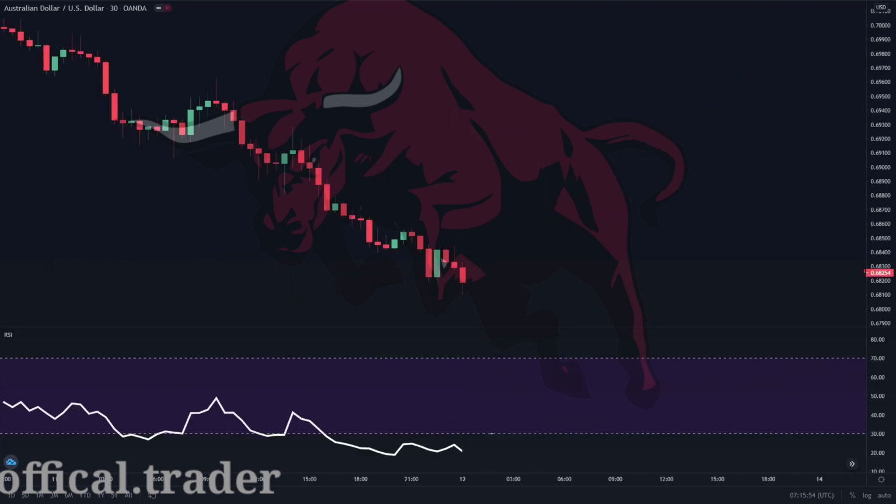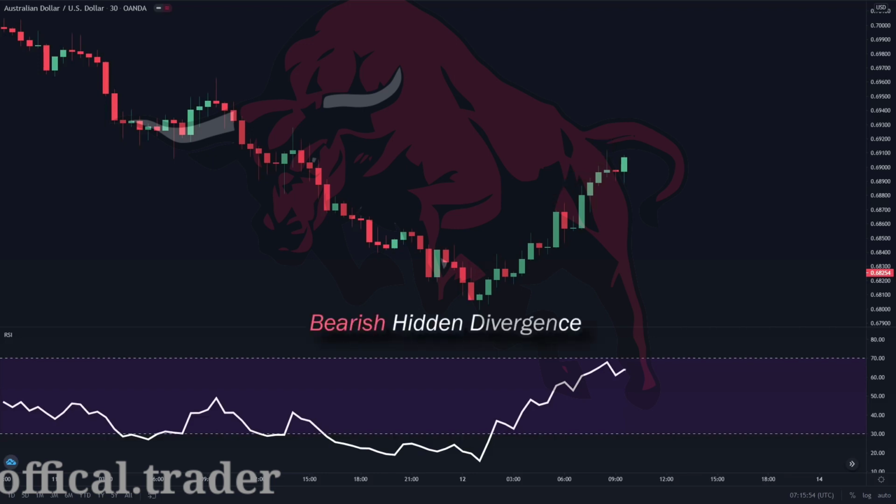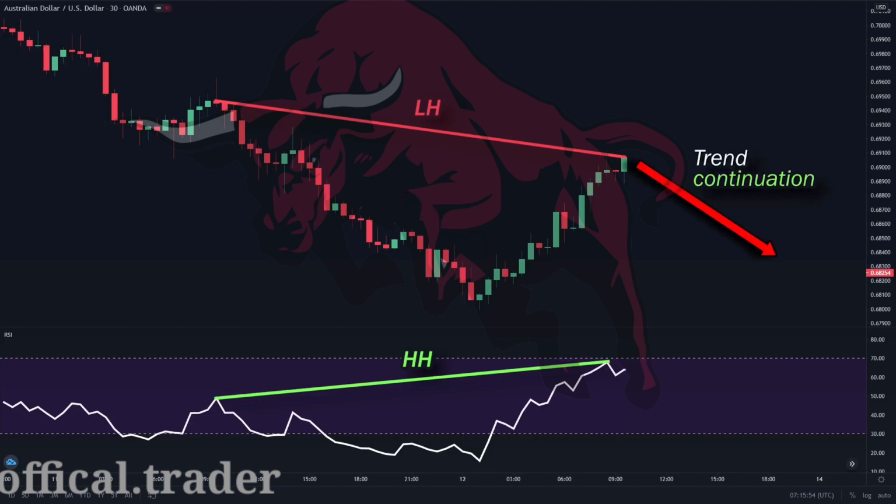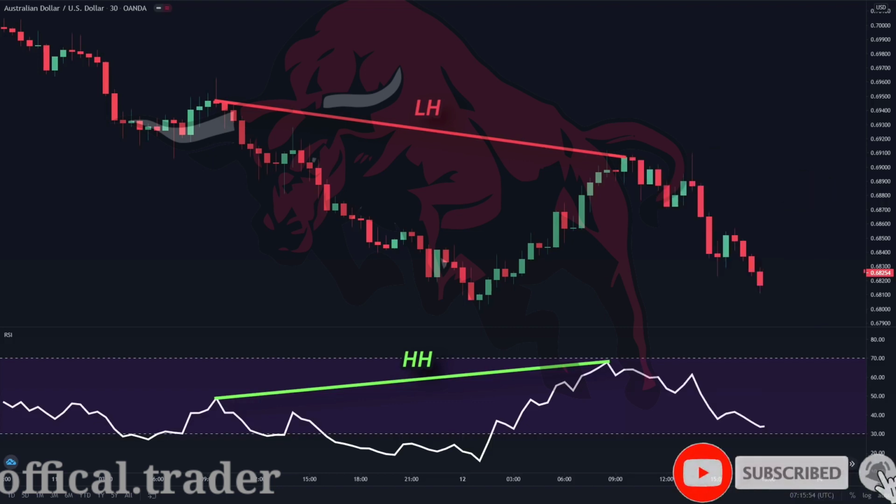Now, let's look at an example of what a bearish hidden divergence looks like. In this chart, we can see that the price is heading downwards while the RSI is also heading downwards. Then, when the price made a pullback to the upside, we spotted a bearish hidden divergence as prices made lower highs but the RSI made higher highs. This signals a possibility that the downtrend may continue instead. And as you can see, the hidden divergence predicted the trend continuation perfectly.